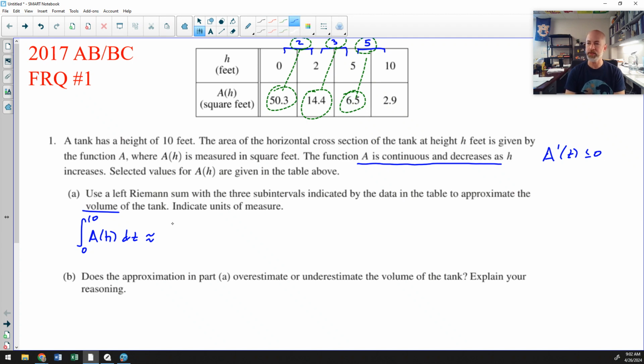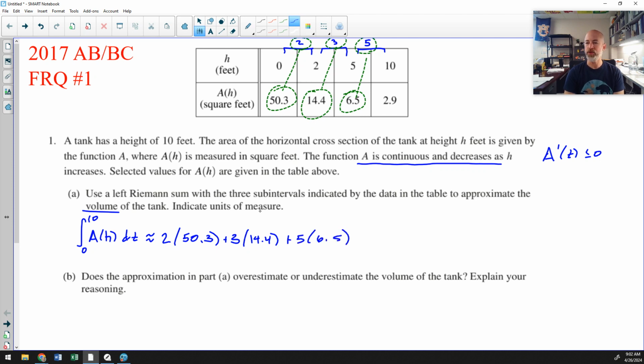And remember on the AP exam, on free response, you must write those products. They want to see a literal base times height. Do not jump straight to 100.6. Even though this is a calculator active problem, you need to write down these products. So I am writing down the products.